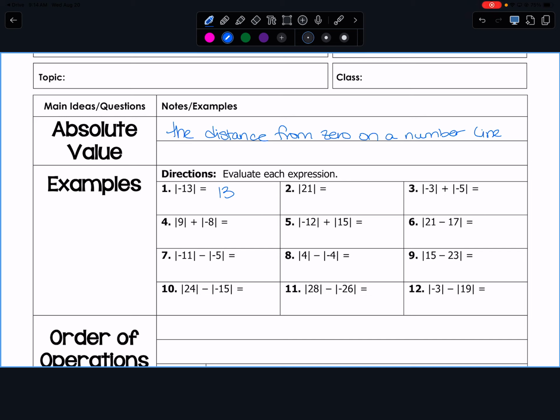If I look at number 5, the absolute value of negative 12 plus 15 gives me 27. If I look at 9, negative 15 minus 23 is negative 8, and then the absolute value gives you a positive 8.